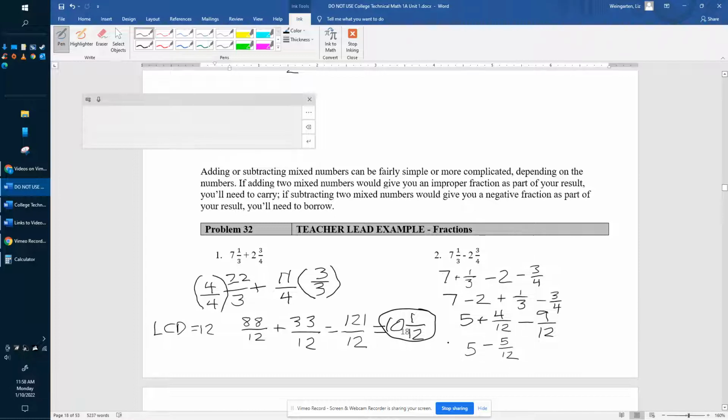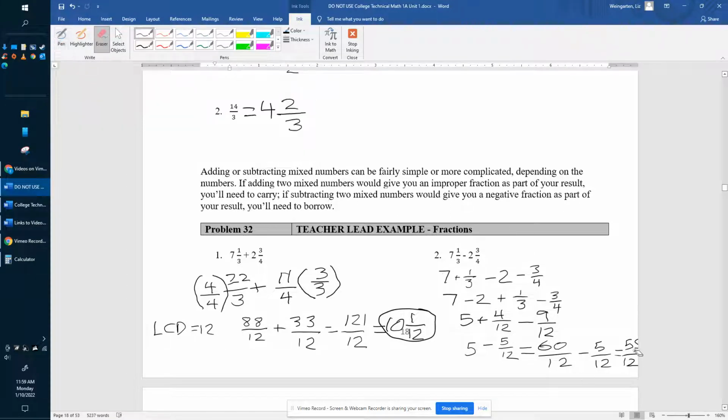So this situation is one of those, which is why I like making them improper fractions first. You can still do this, but you're going to have to figure out what 5 minus 5/12 is. So you're going to have to change that into an improper fraction anyway. So 60 over 12 minus 5 over 12 equals 55 over 12. And then you have to change that into a mixed number.